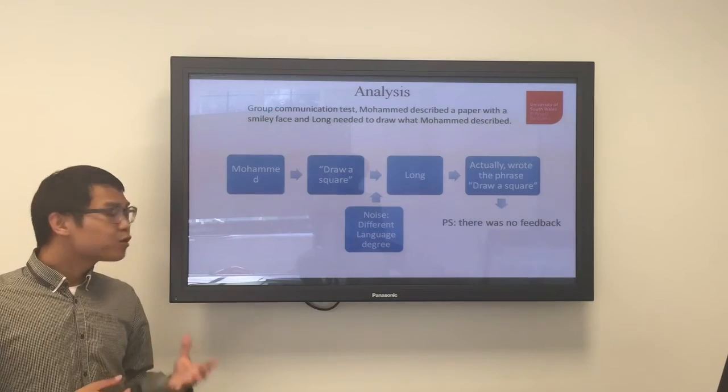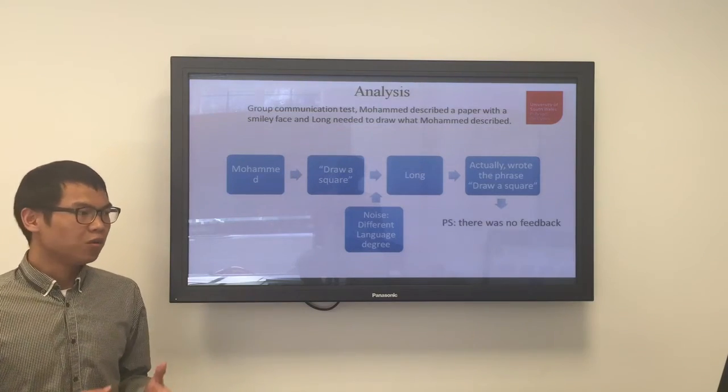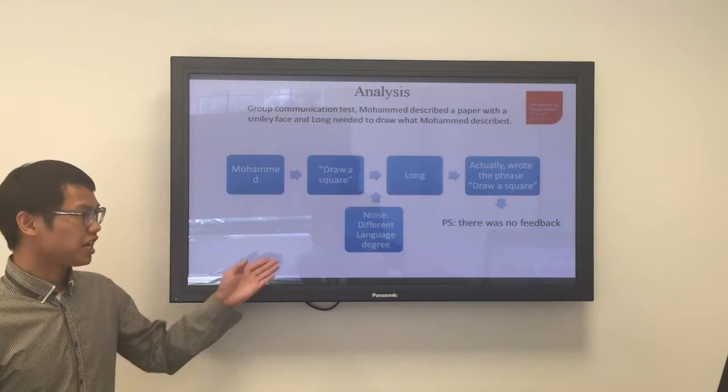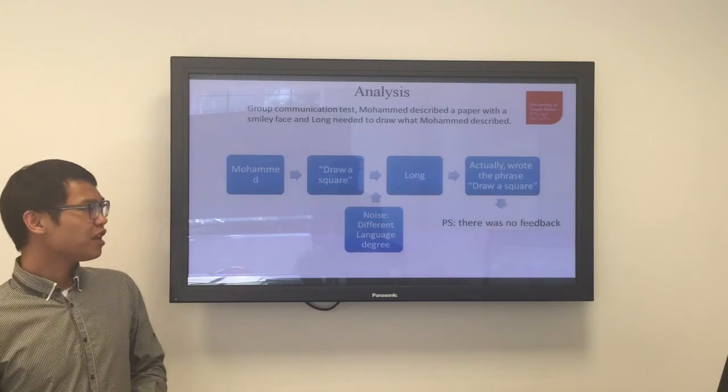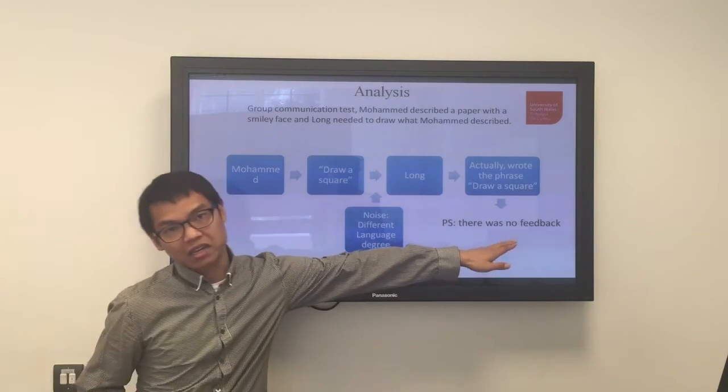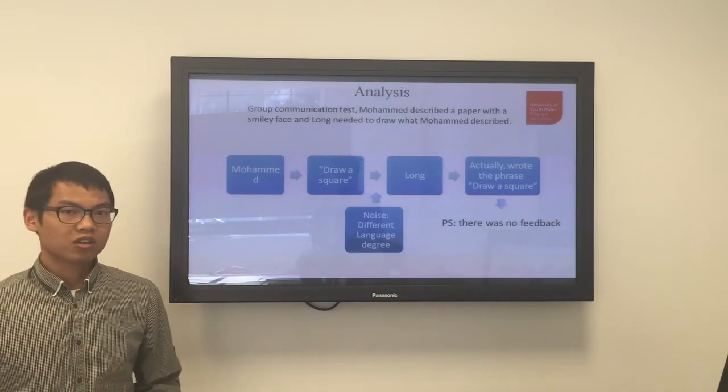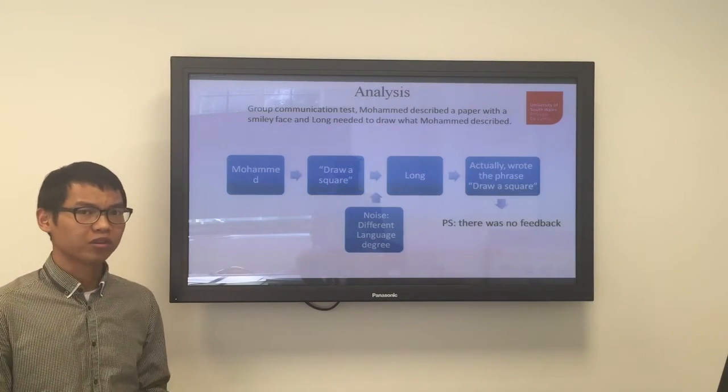So, increasing language level was a feasible solution in this case. And it should be noted that there was no feedback. Therefore, the result of this test didn't conform to expectation.